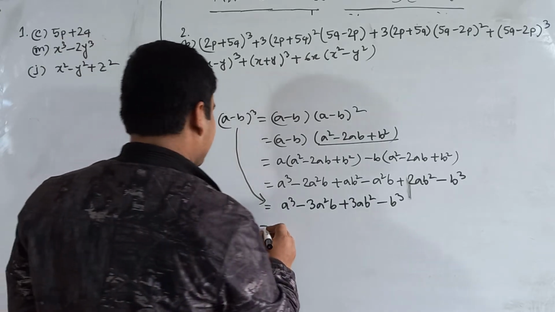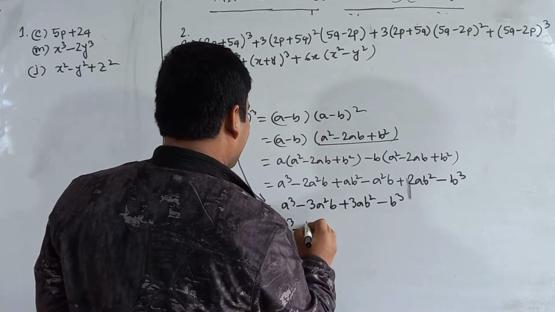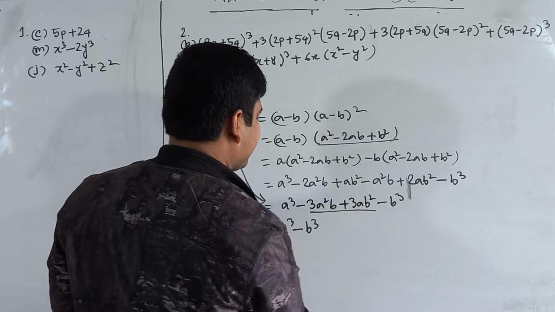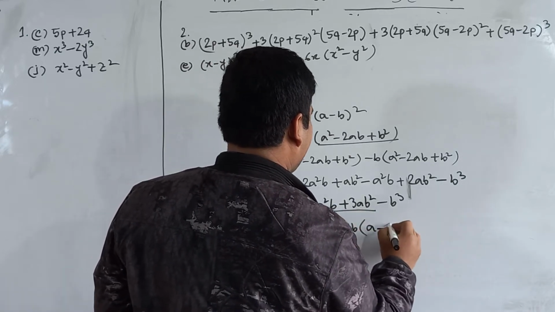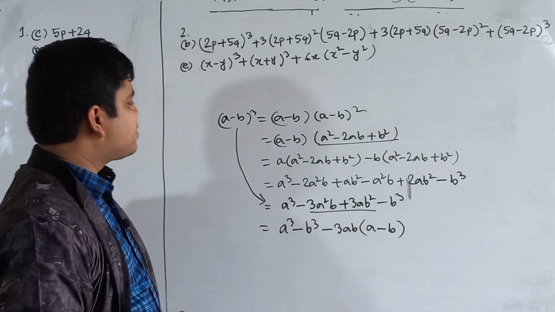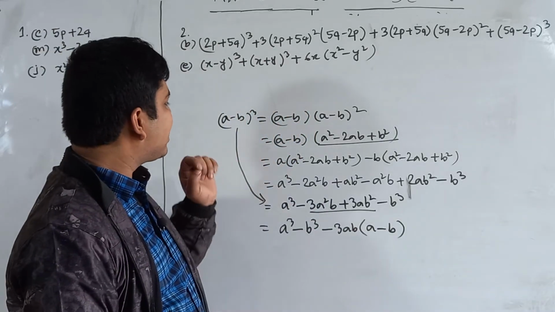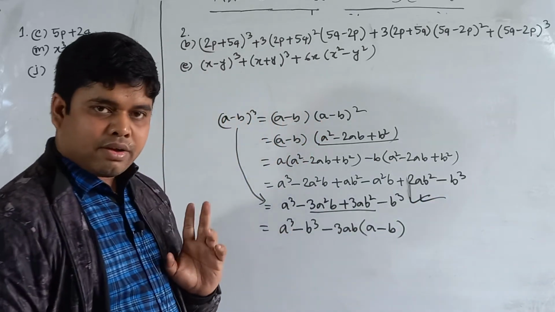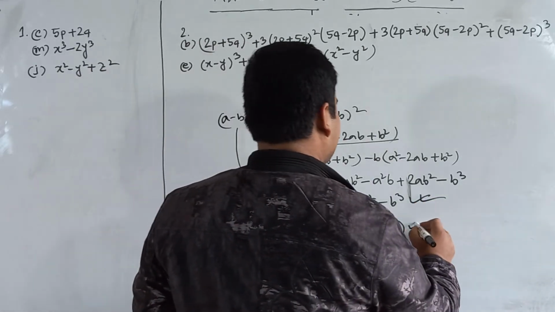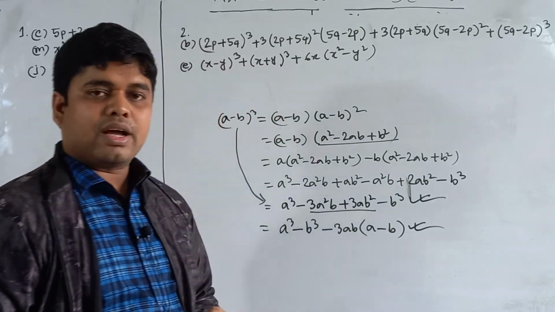We write another formula from this, a cube minus b cube. From these two expressions, minus 3ab is common and left here a and here minus b. Okay. So when we want to find out the cube, we use this formula. When we want to use the values, then we use this formula. I hope you have understood.